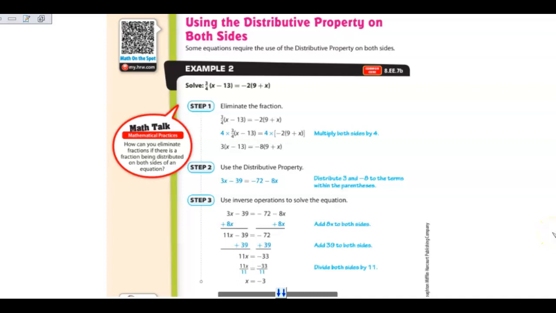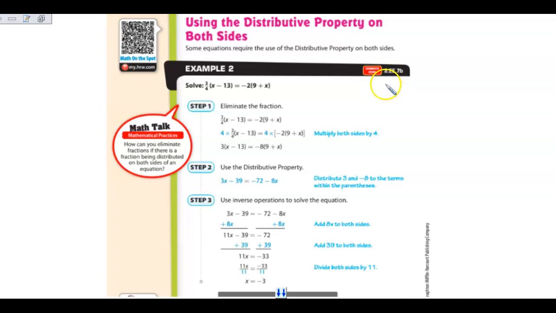Hello, welcome back to solving equations with the distributive property. This is part 2. This time we're going to use the distributive property on both sides of the equal sign. Sometimes when we have our distributive property, we have fractions, and so this is a good example of that as well. So I'm going to write off to the side the process while they have described it here.